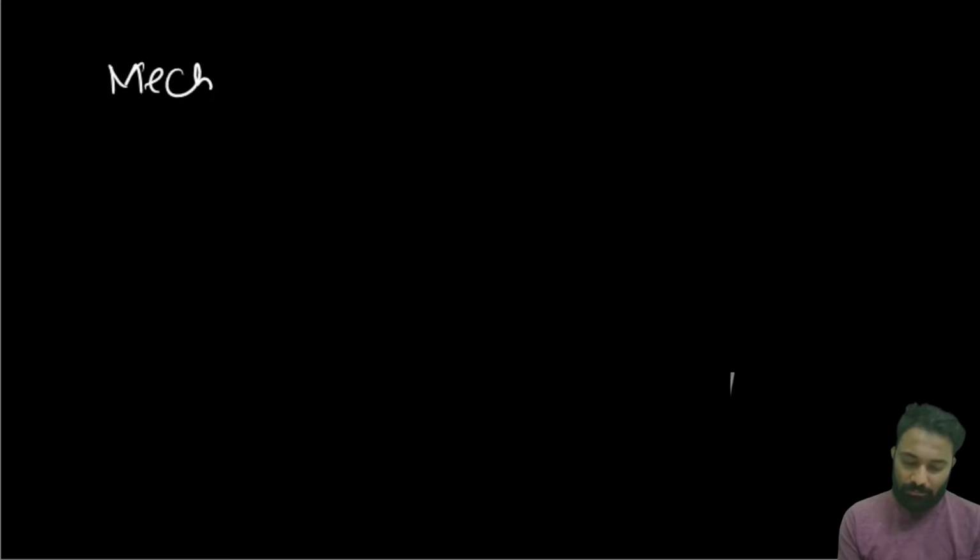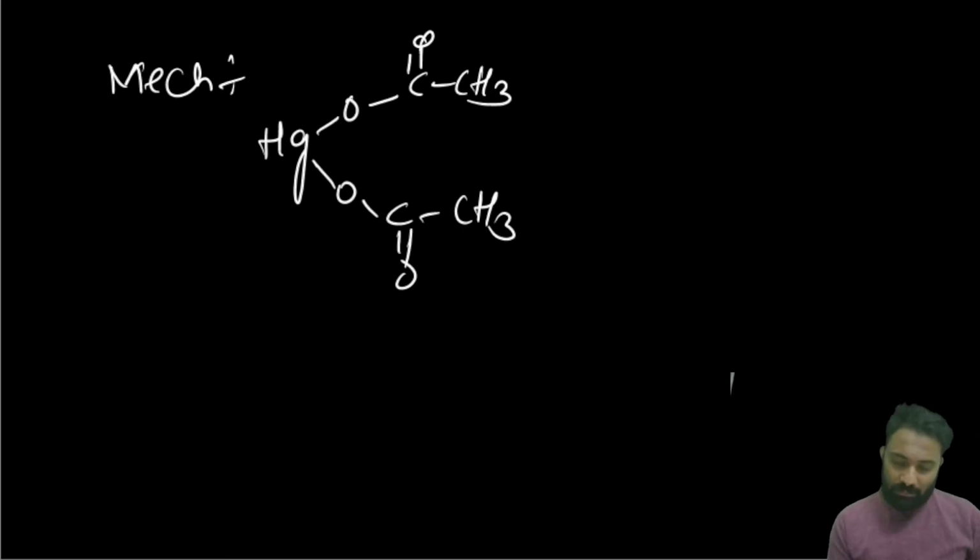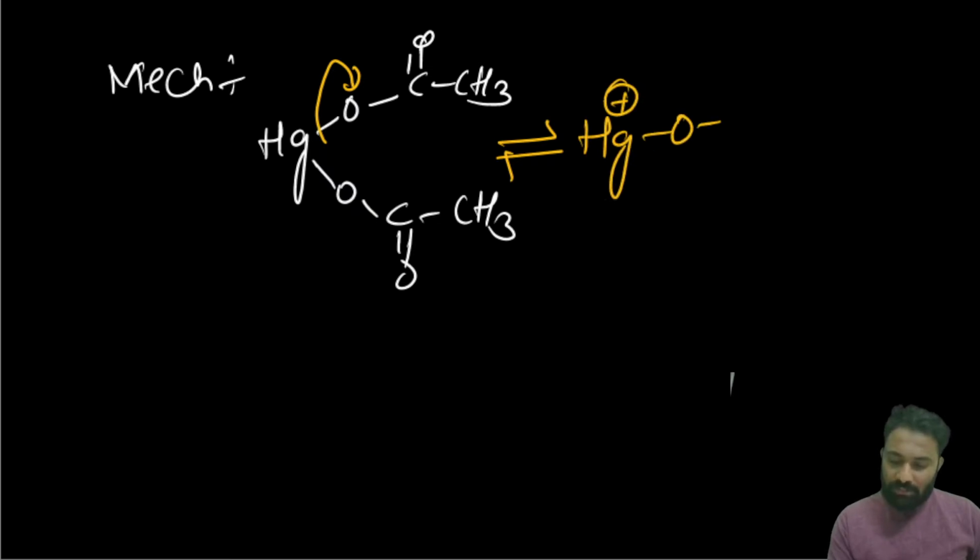Now we'll see. First one is this mercuric acetate. Done. Now in this mercuric acetate, oxygen being more electronegative, it will take the bond pair of electrons towards itself. When it has taken this bond pair of electrons towards itself, Hg will get the positive charge. Now oxygen and the C double bond O, CH3.